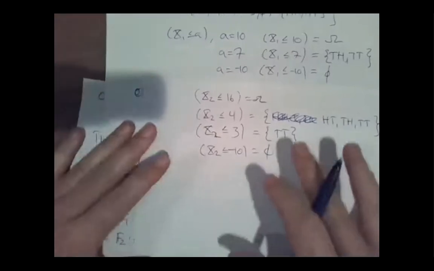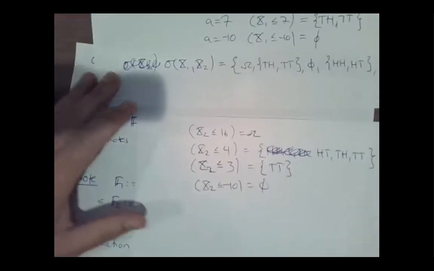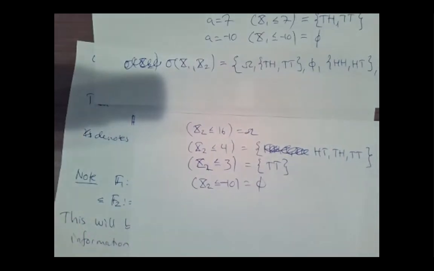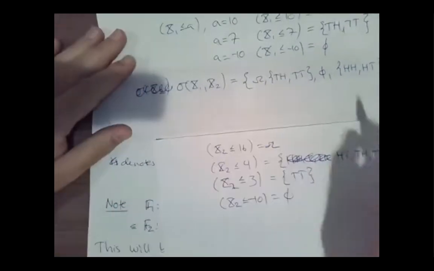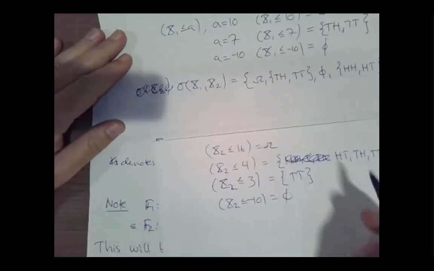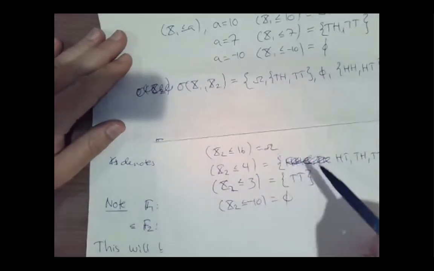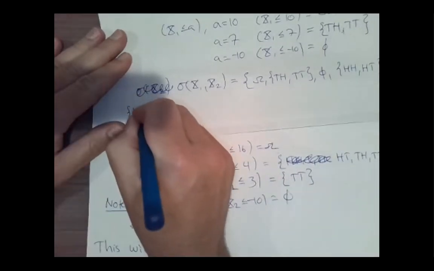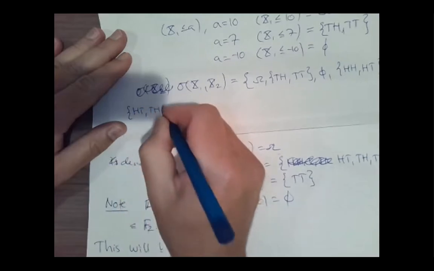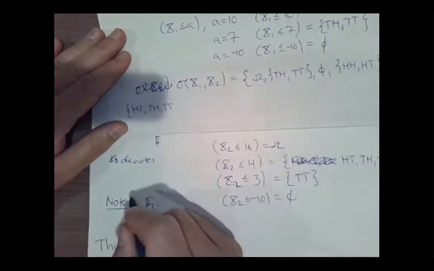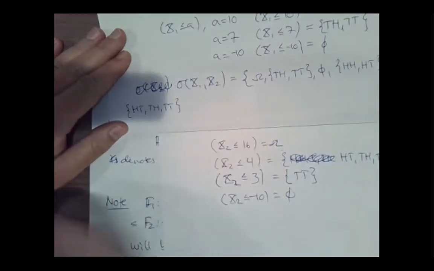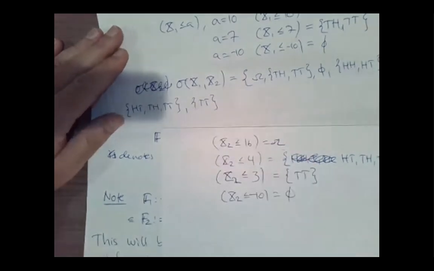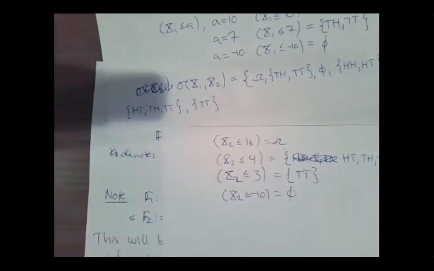We have to have all these sets in the sigma algebra too. So I'm going to start adding now. So we already had omega. He was there. We don't need to put him again. Then we have to put this one: HT, TH, TT. And we have to put TT. Is that a sigma algebra?